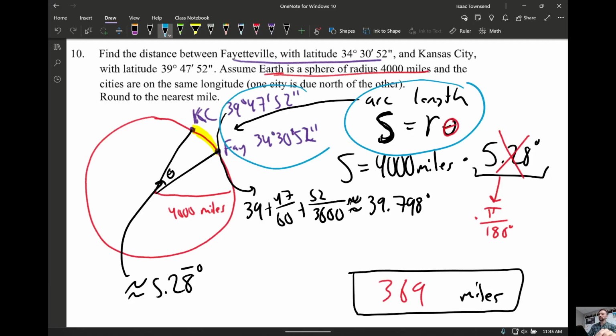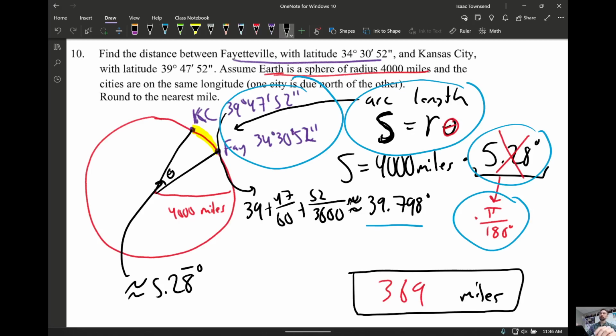You're supposed to know how to change degrees, minutes, and seconds to decimal degrees anyway. You're supposed to know this formula only works in radians. You're supposed to know how to convert degrees to radians anyway. You're really just pulling all these tools together to solve a much bigger issue. So you need to feel solid about questions 1 through 9, but then 10 is pulling these pieces together.